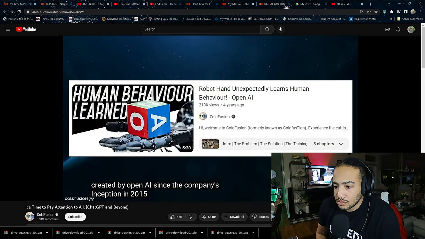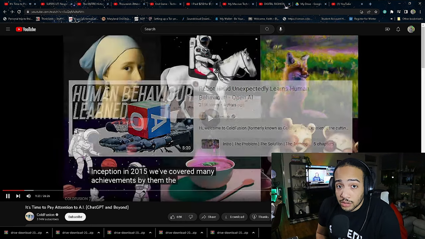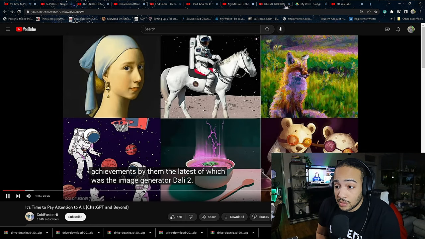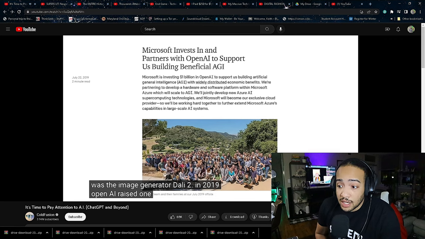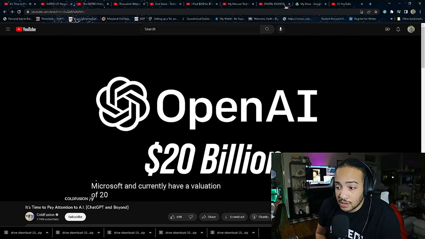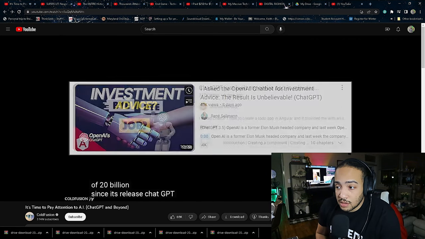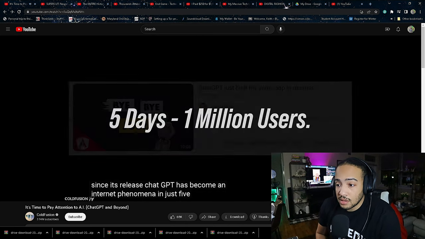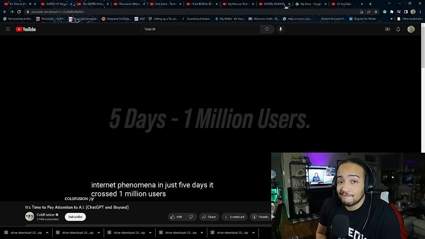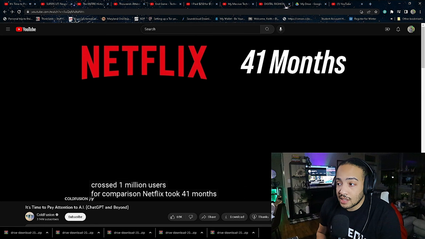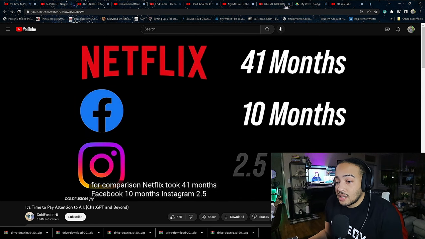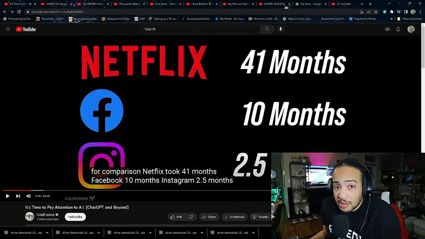Since the company's inception in 2015, we've covered many achievements, but the latest of which was the image generator, DALL-E 2. In 2019, OpenAI raised $1 billion from Microsoft and currently has a valuation of $20 billion. Since its release, ChatGPT has become an internet phenomenon. In just 5 days, it crossed 1 million users. For comparison, Netflix took 41 months, Facebook 10 months, Instagram 2.5 months. Think about how monumental that is. Netflix, Facebook, and Instagram, it beat all of those.